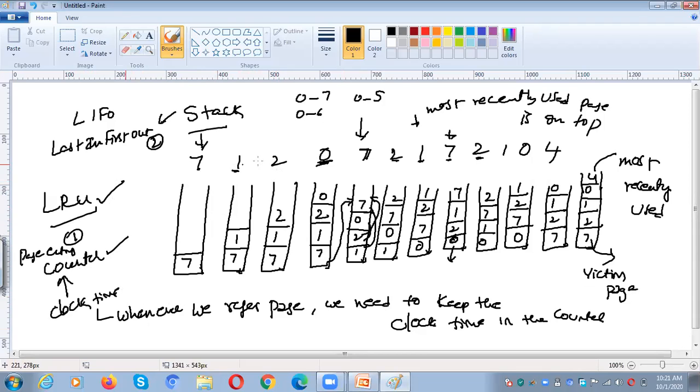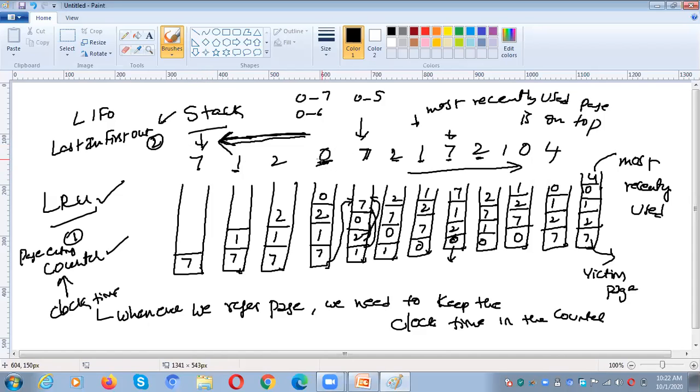Why? Because in the LRU, we need to check the last past history. Based upon that information, we can select the victim page. That means when the page was last referred, that we need to know in the case of LRU. In the case of optimal, we need to know the future reference. In the case of LRU, we need to have an idea about past history. That means when the page was referred last time. That is the reason it is called least recently used. That means we need to replace the page.